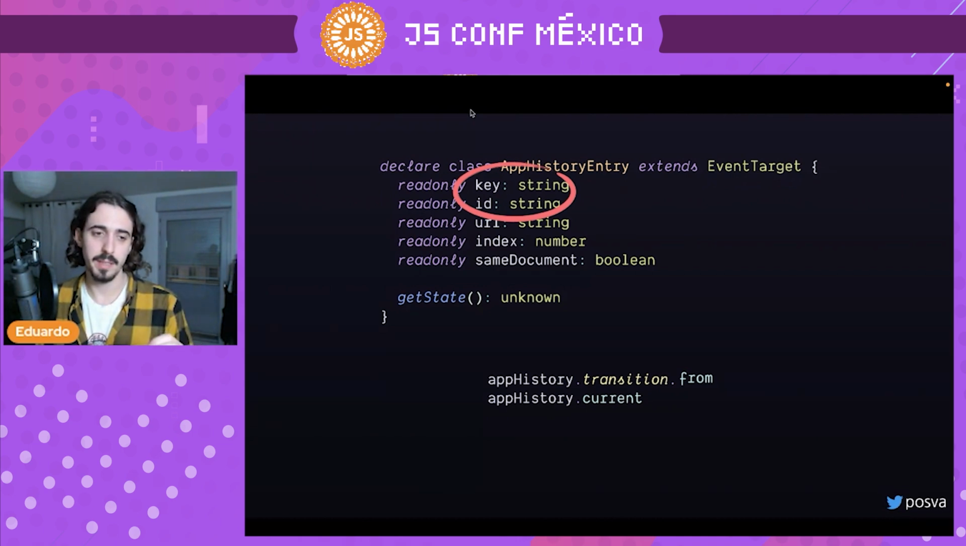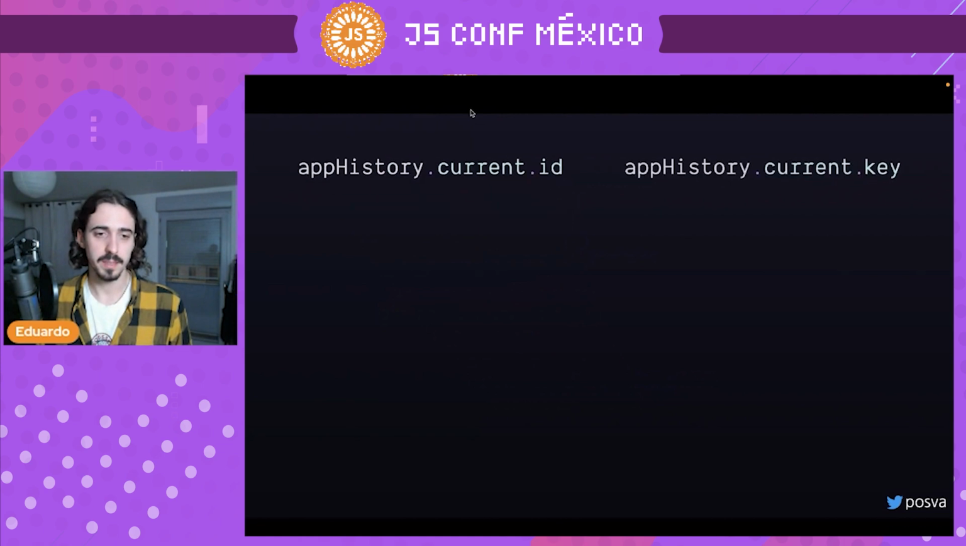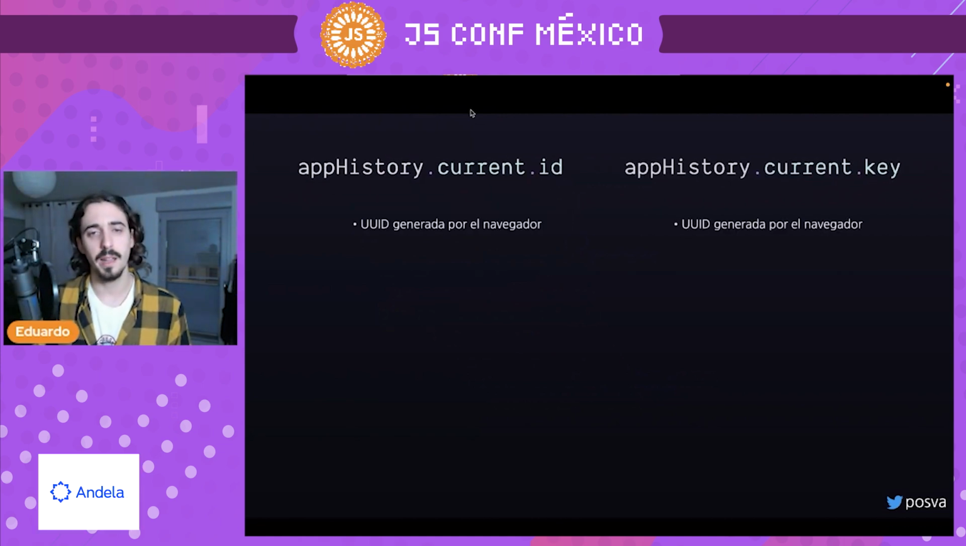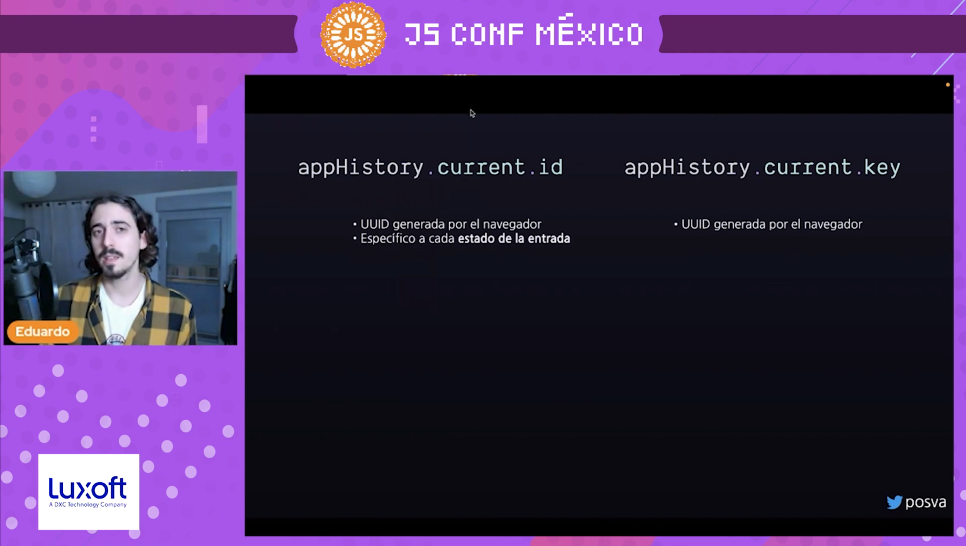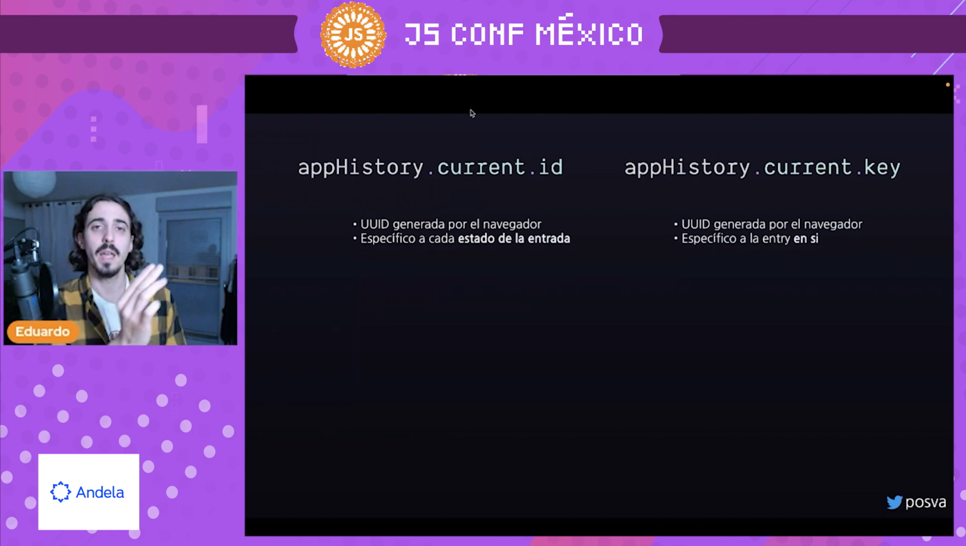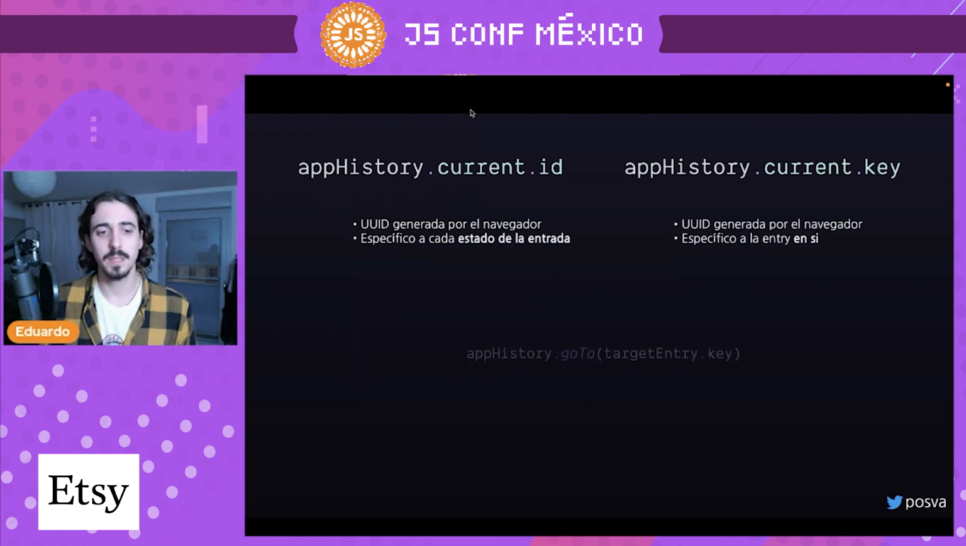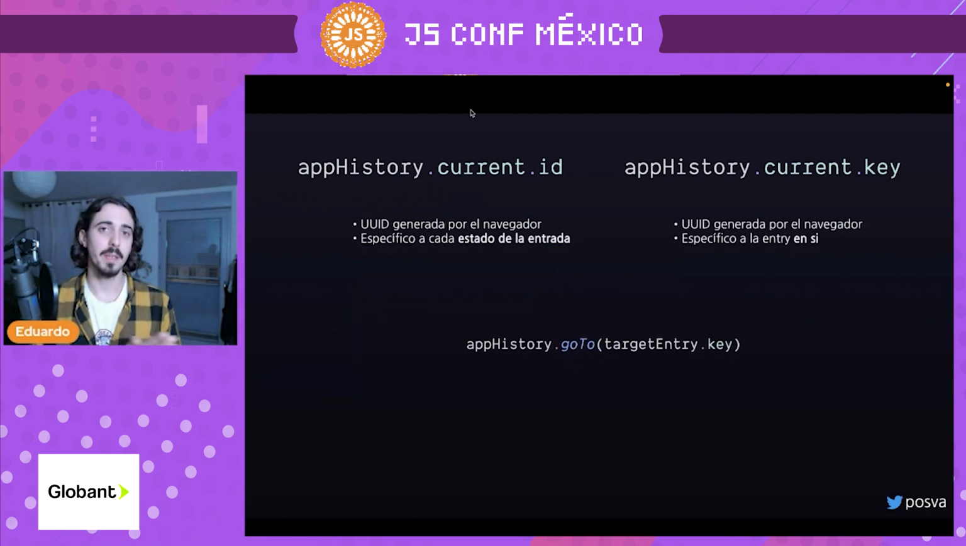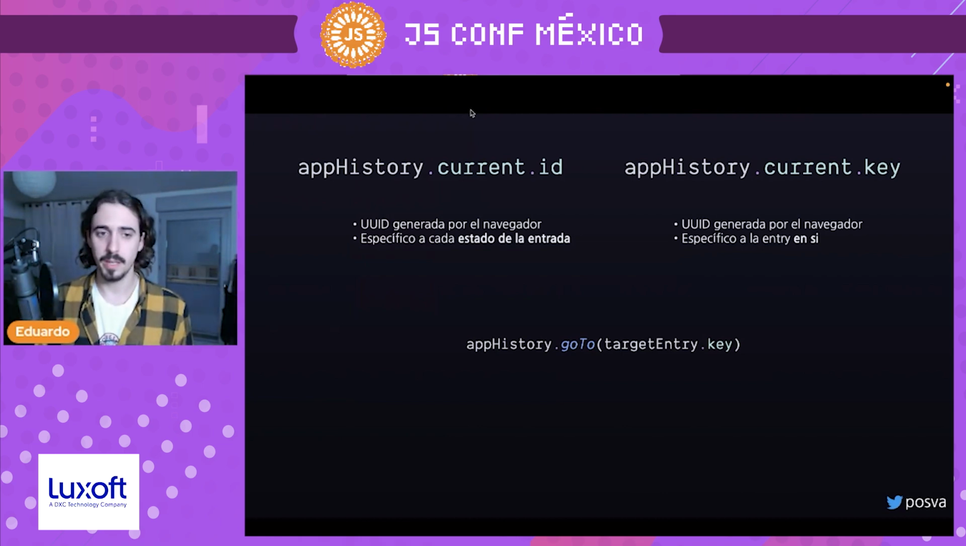And I want to focus on the key and ID. Both of these properties are UIDs that are created by the browser, and they differ in something very concrete. The first one is the state of the entry. It's like an ID, like a hash of the snapshot. However, the key is specific to the entry itself. It's like a very concrete pointer to the entry in the history, and it will never change, it will be the same. This means that with this API we can go to any entry, anytime, anywhere.